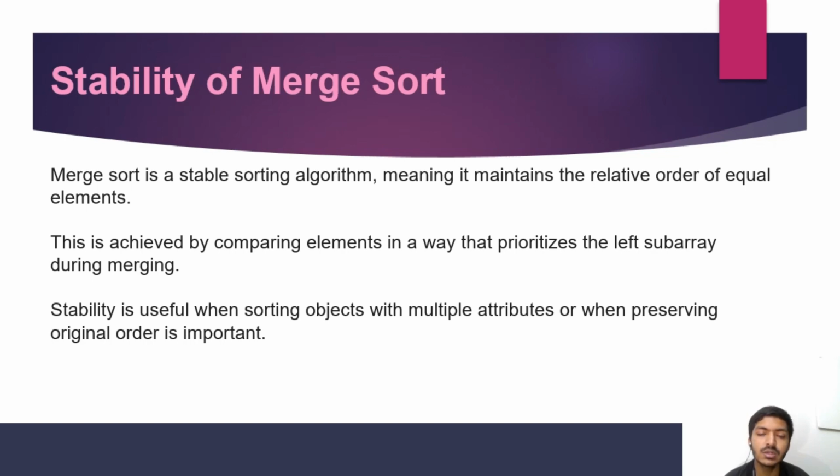The stability is also useful when sorting objects with multiple attributes or when preserving original order is important. Also, we have to understand that stability is an advantage for merge sort because stability is very important when determining which sorting algorithm to use.